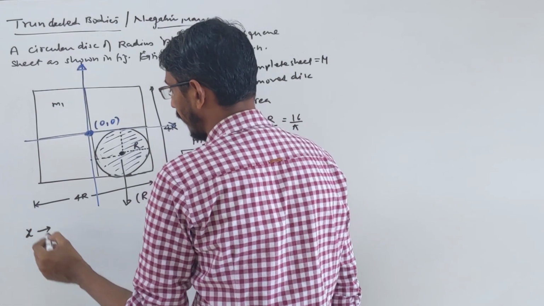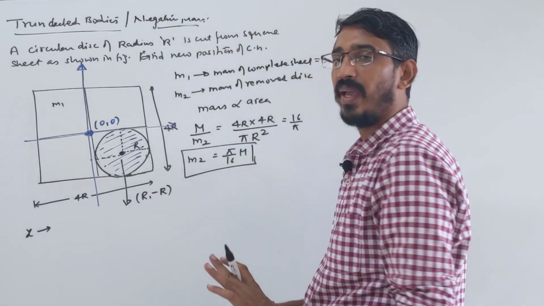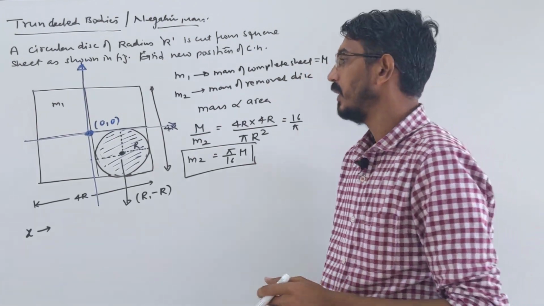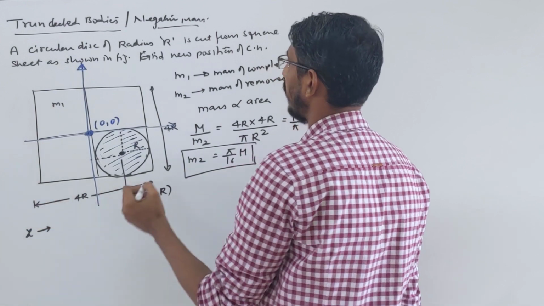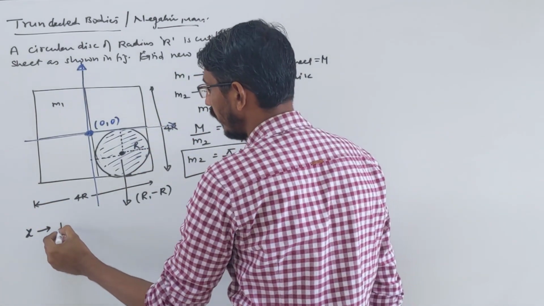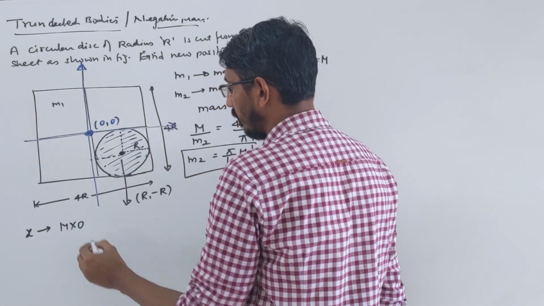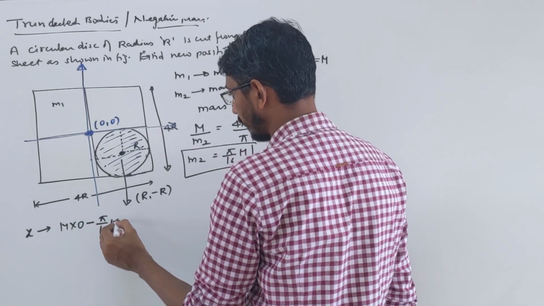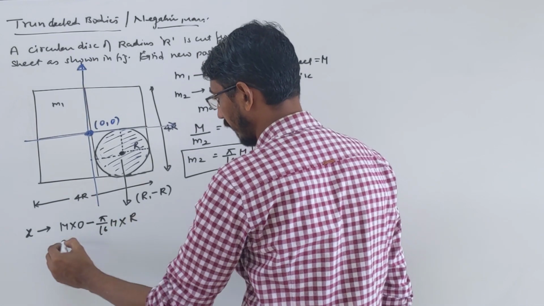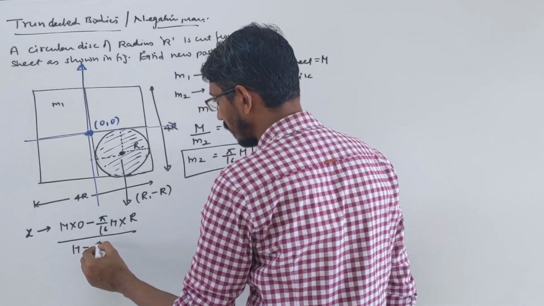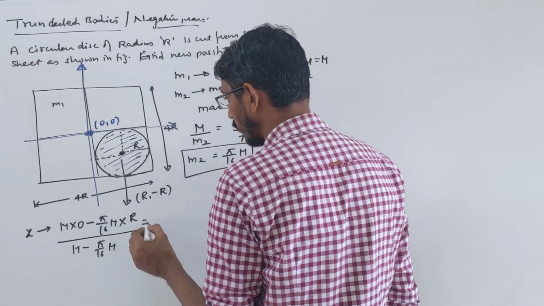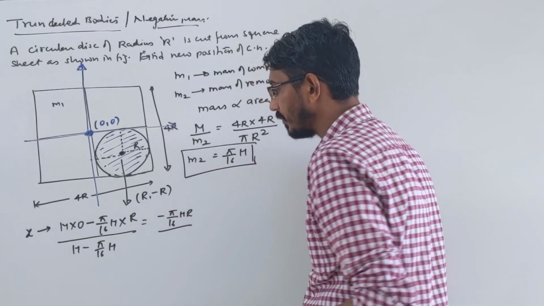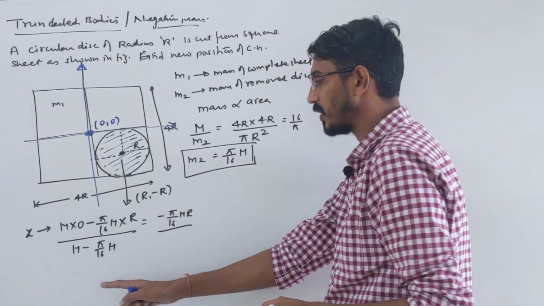I am calculating the x coordinate. The formula remains the same, m1 x1 minus m2 x2, and whatever part is cut and removed we call negative again. So m1, the mass of the complete sheet, which we call M, into its x coordinate, which is 0, minus m2. M2 we wrote here as pi by 16 of M, into its x coordinate R, divided by M minus pi by 16 of M.